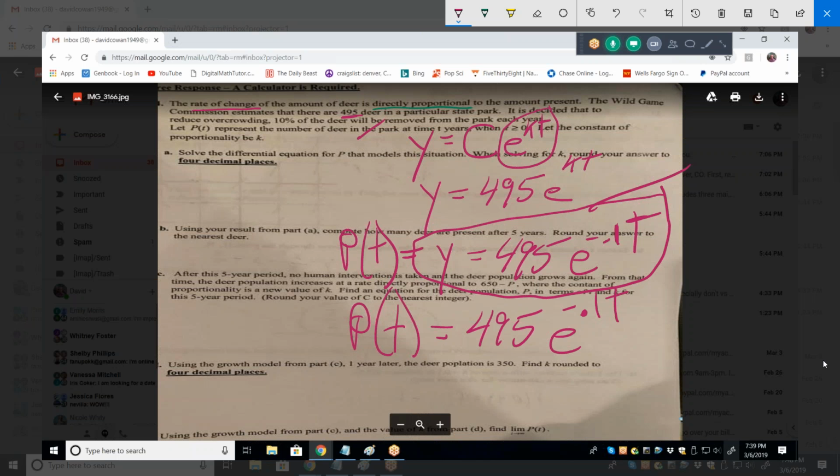All right. So solve the differential equation that models this. I have a feeling I've jumped ahead by jumping to this. In other words, this is the differential. I've solved the differential equation that models it.